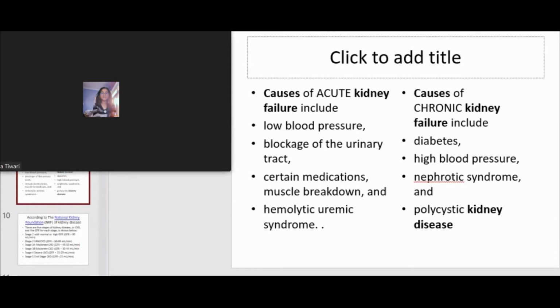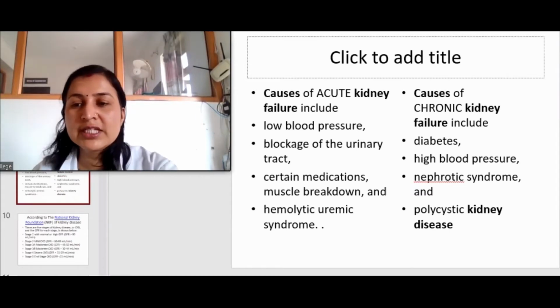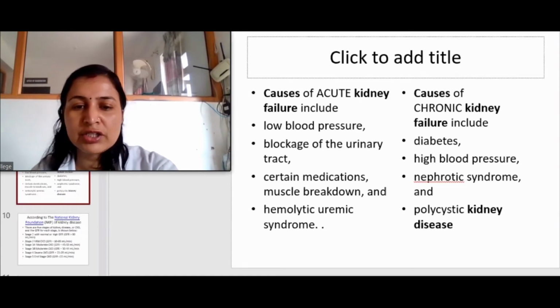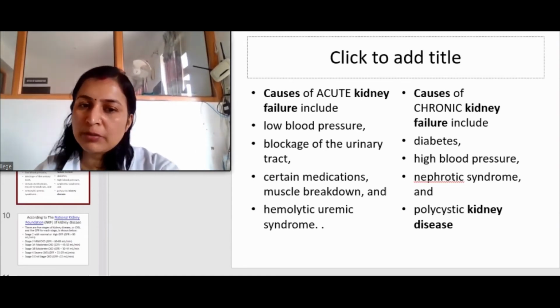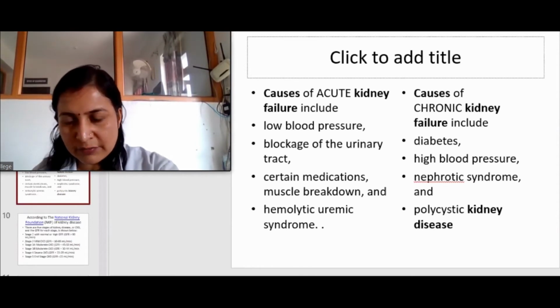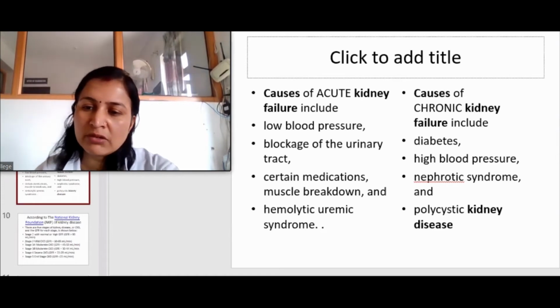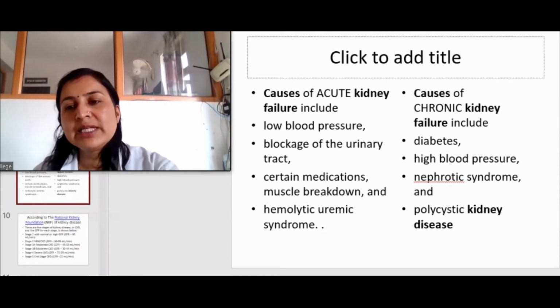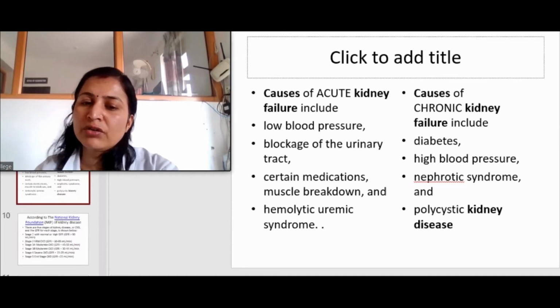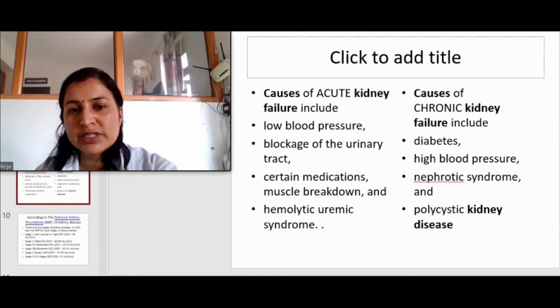Ischemic and toxic. Ischemia happens when there is no blood supply. No blood supply can result from obstruction or low blood pressure or hypovolemic shock or any other type of shock. In that way, we are saying no blood pressure is a cause of acute kidney failure. Then blockage of the urinary tract. The blockage can be physical or functional, within the urinary tract or from outside, intrinsic or extrinsic. Then medications, the nephrotoxic drugs. Then muscle breakdown, if there is myoglobinuria or hemoglobinuria, all those things will cause kidney overload and renal failure. And then hemolytic uremic syndrome, which is the end result of sepsis.